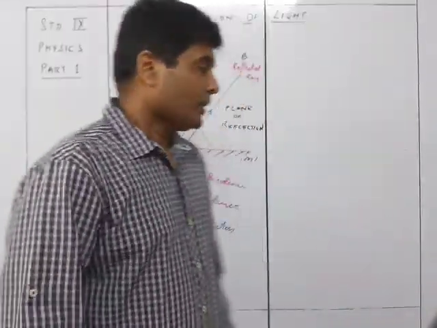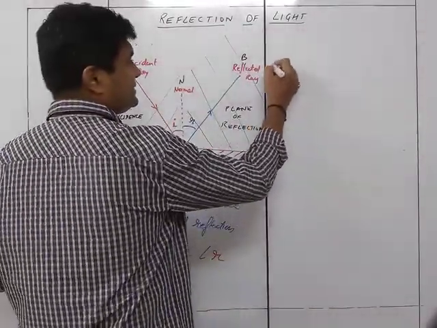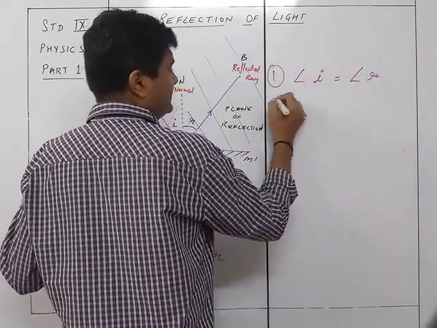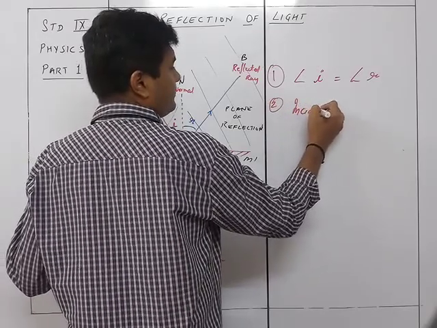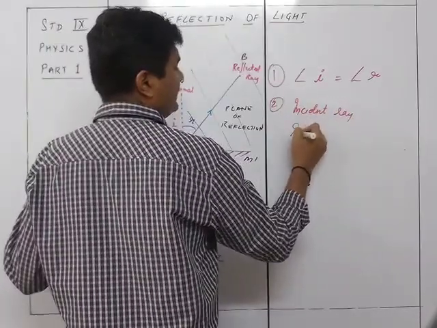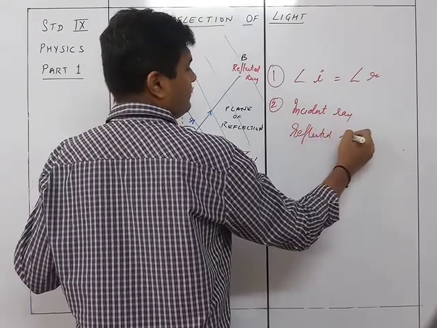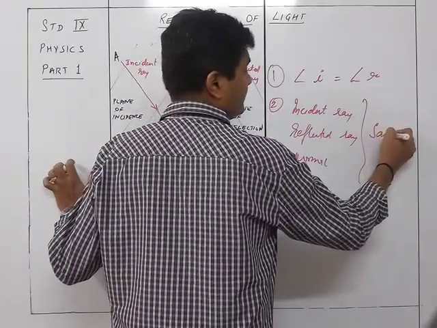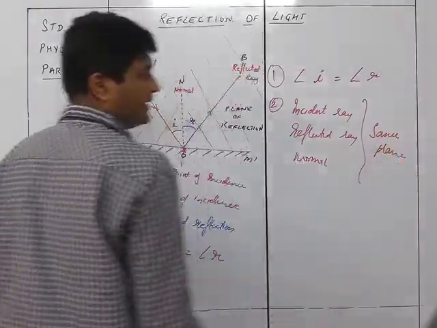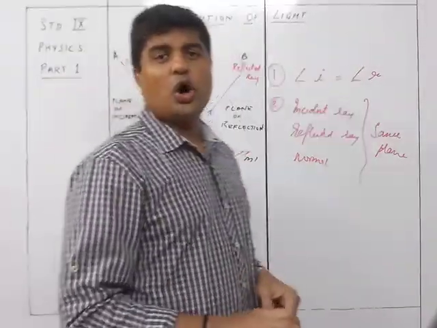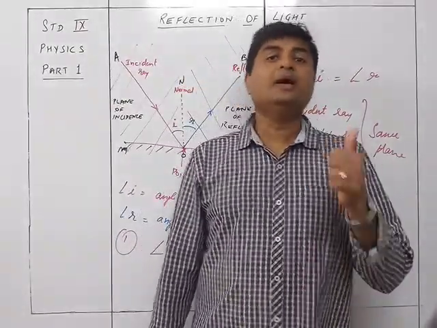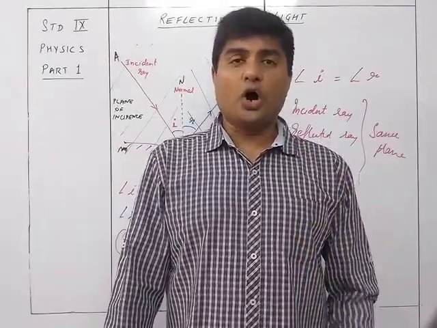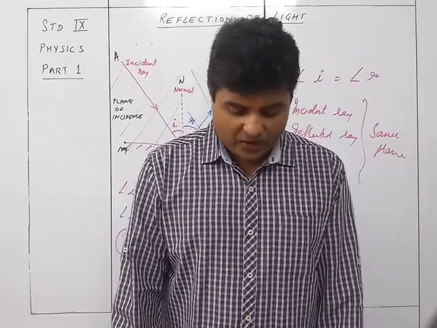So these are the two laws. The first law is angle of incidence is equal to angle of reflection, and second is incident ray, reflected ray and normal lie on the same plane. Okay, they lie on the same plane. So these are the two laws of reflection. What are the two laws of reflection? That angle of incidence is equal to angle of reflection. Second, the incident ray, normal and the reflected ray, all three lie on the same plane.